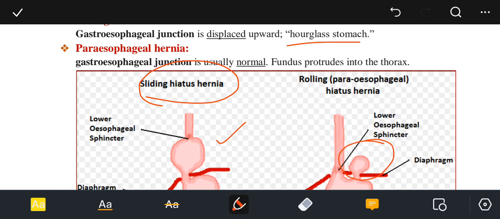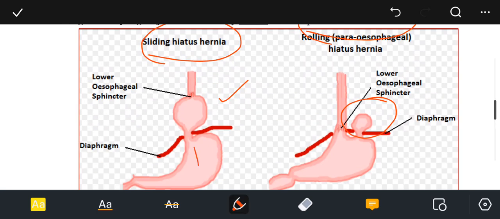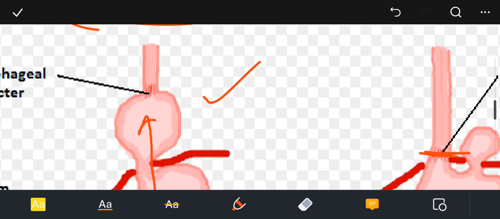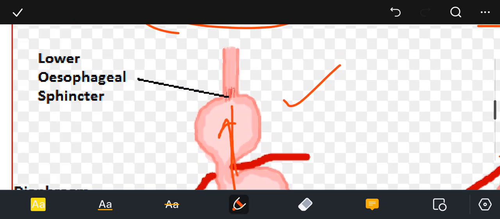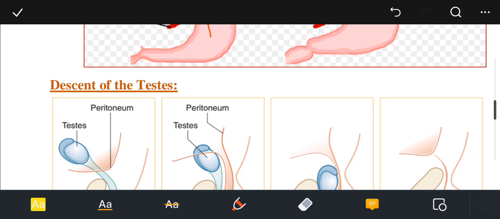And then we have the paraesophageal hiatal hernia. In the paraesophageal hiatal hernia, the gastroesophageal junction is usually normal. The fundus protrudes into the thorax. In the case of sliding hiatal hernia, the cardia extends upward. In the case of paraesophageal hiatal hernia, the fundus of the stomach becomes parallel to the esophagus, while the gastroesophageal junction, the lower esophageal sphincter present over here, is in its place. When we talk about sliding hiatal hernia, the gastroesophageal junction has been displaced all the way up into the esophagus.